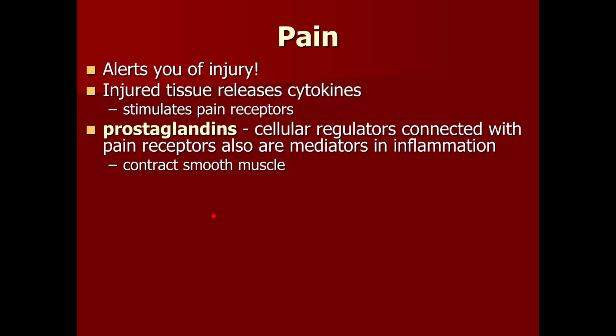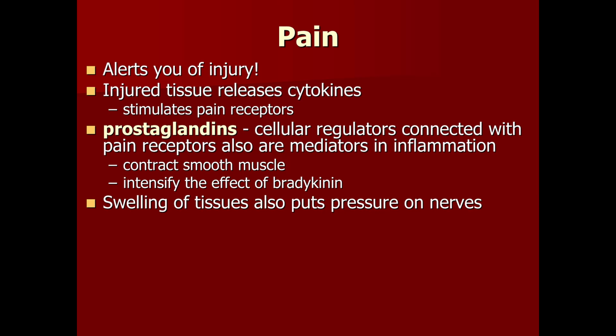So prostaglandins will help contract smooth muscle in the area, and the prostaglandins themselves will increase the effects of some other pain-inducing compound called bradykinins. So if you have bradykinins being secreted as well as prostaglandins, you'll have an amplification of the pain in the region. Now you've also got swelling of tissues, right? And so you have free nerve endings that are oftentimes found in areas of damage, and the swelling of the tissue puts pressure on the nerves, which then increases the feeling of pain.